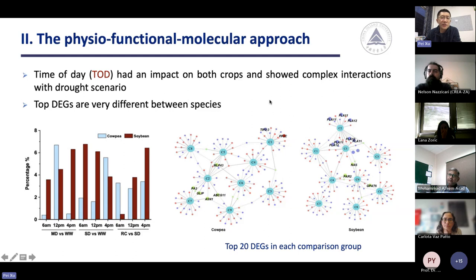Here shows the top DEGs between the two species, which means the differentially expressed genes that showed the highest fold change upon stress. As you can see, in cowpea the top DEGs include an aquaporin gene and an ABA signaling gene, PP2C, but in soybean there are several FLA genes, which are known to associate with the cell wall, among the list of the top DEGs.